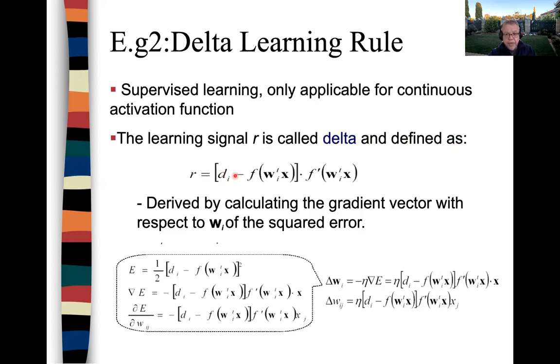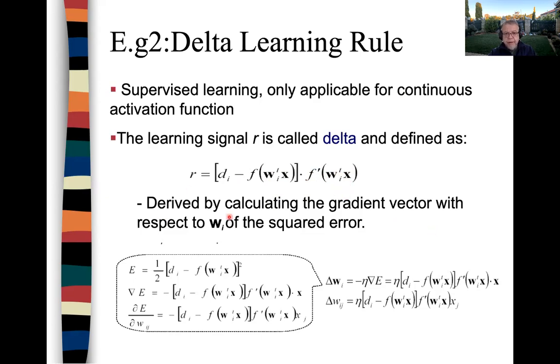So it's the desired output for node i minus the actual output for node i. The actual output is the weighted input fed to an activation function. So r is d_i minus o_i, the actual output, times f prime of w_i^T x.